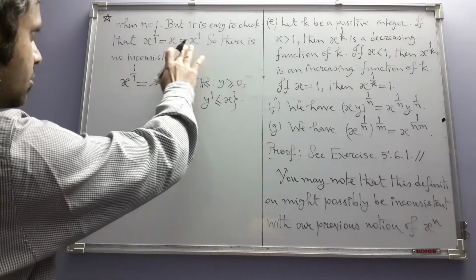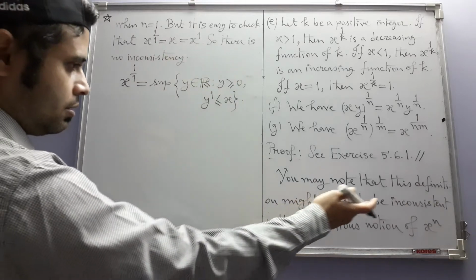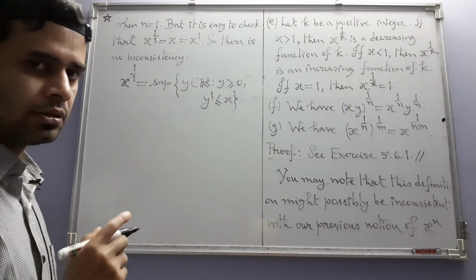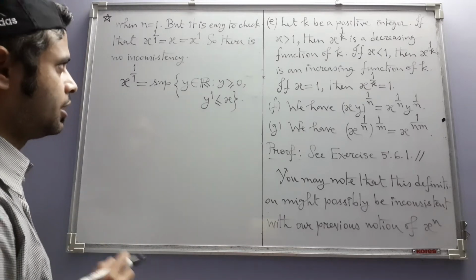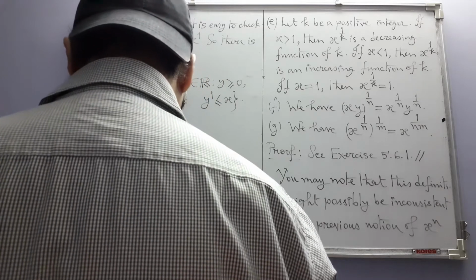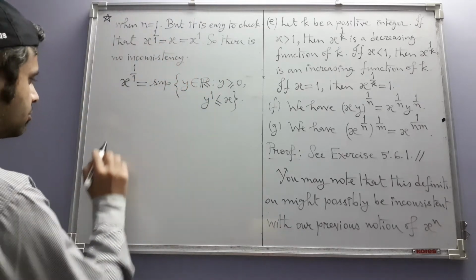So actually there is no problem with x to the power 1 by n and x to the power n when n is 1. They give us the same value x. So there is no inconsistency. One more thing.